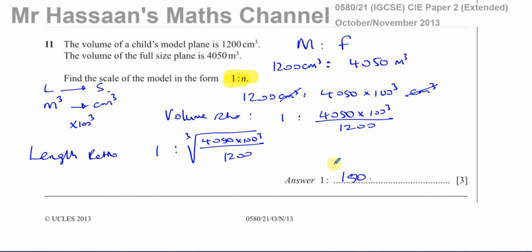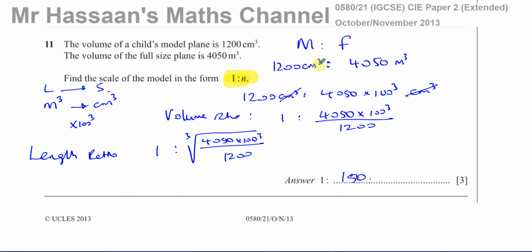A few very important points here. One, when they ask for the scale of the model, they don't mention anything in terms of the scale in terms of length, volume, or area. By default, it means the length. So this is a ratio of the lengths that they want, the ratio of the lengths for the model to the real thing. That's what they want, and that's what we found in the end.